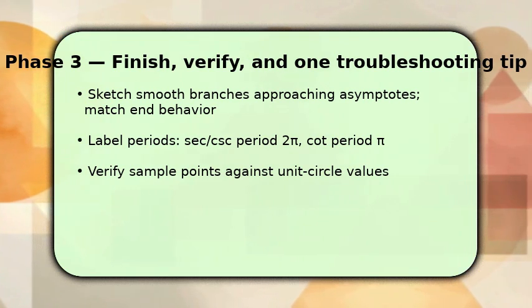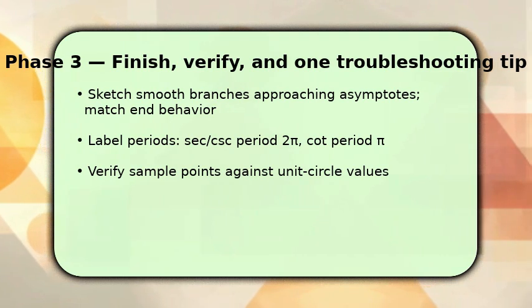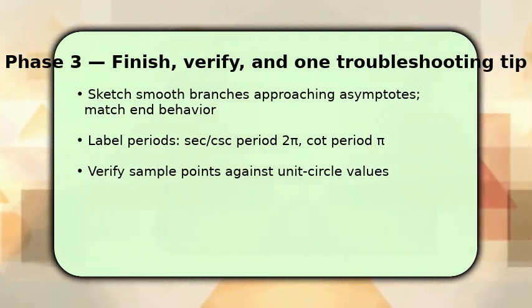Make sure grid and scales are accurate. If graphs look flipped or diverge, recheck sign of reciprocal and sampled values. Often a wrong sign or missed asymptote is the issue.